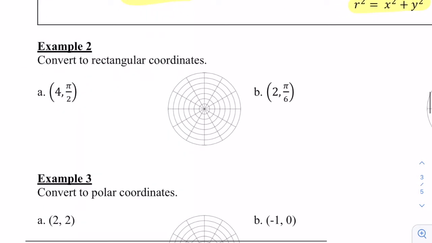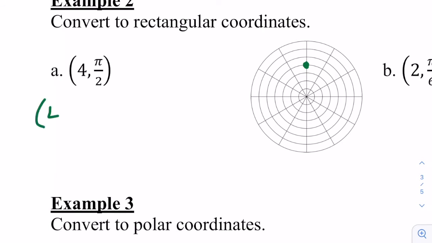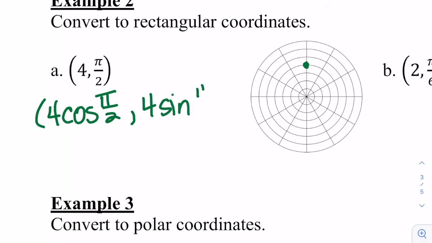All right, let's look at example 2. So 4, pi over 2. Again, we know that that would be directly above the origin with a radius of 4. We know that x would be 4 cosine pi over 2. y would be 4 sine pi over 2. And we can easily see that's going to be 0, 4.